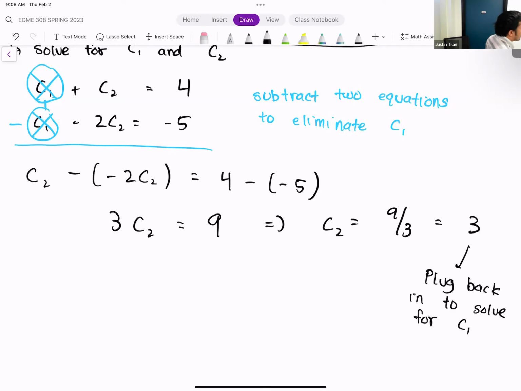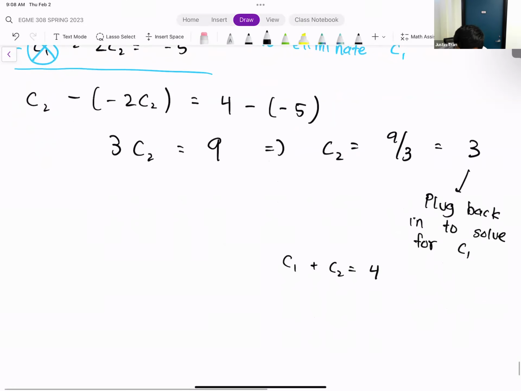We have C1 plus C2 is equal to 4. And so we know that C1 is equal to 4 minus C2. We know that C2 is equal to 3. So C1 is equal to 4 minus 3.